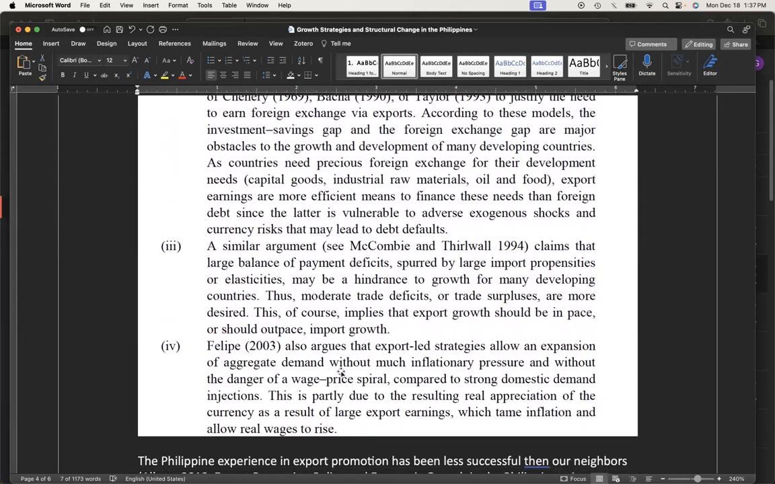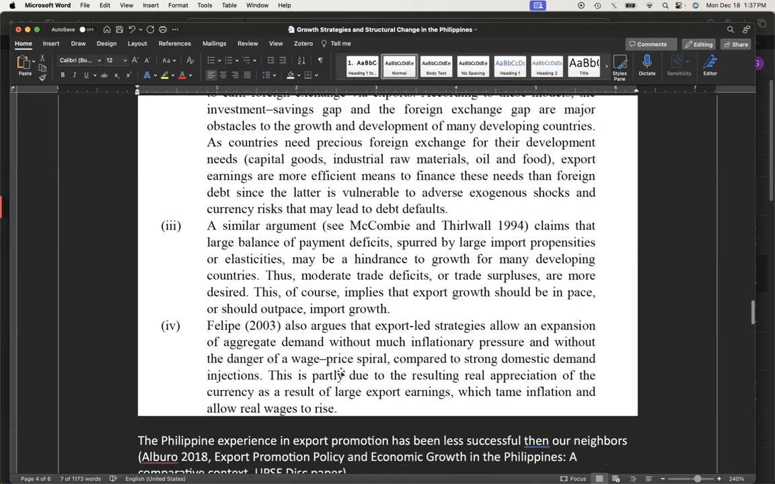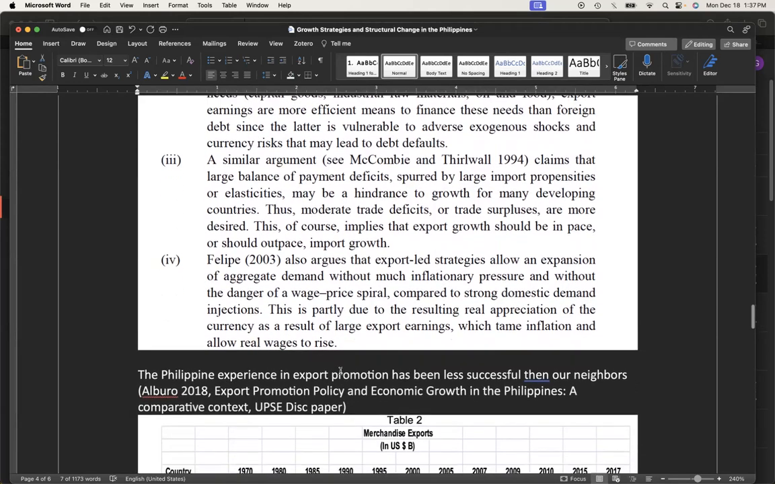Felipe also argues that export-led strategies allow the expansion of aggregate demand without inflationary pressure. So that's important because if demand is growing domestically, prices will tend to go up domestically. But if you're feeding a foreign demand, then you are enjoying the growth in Y without as much inflationary pressure domestically, because it's really foreign demand that's going up.